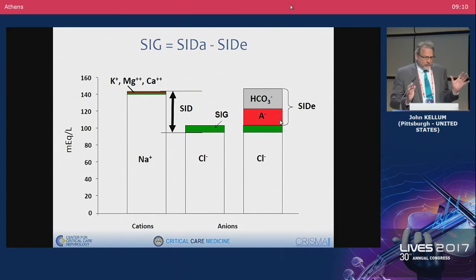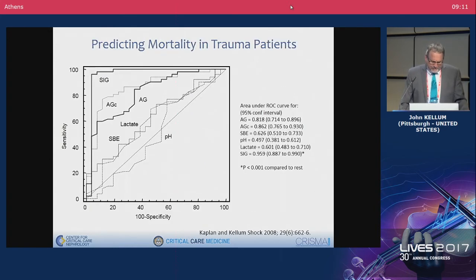Those should balance out. And in fact, in most of us sitting in this room, the difference between those two ways of calculating strong ion difference is less than 4 milliequivalents. It's very tight. But in critically ill patients, or any patient who has an unmeasured anion or an unmeasured cation, although those are rare, you can have an abnormality in what we call the strong ion gap, the difference between the strong ion difference apparent and the strong ion difference effective. And this has been shown in some studies to predict outcomes.